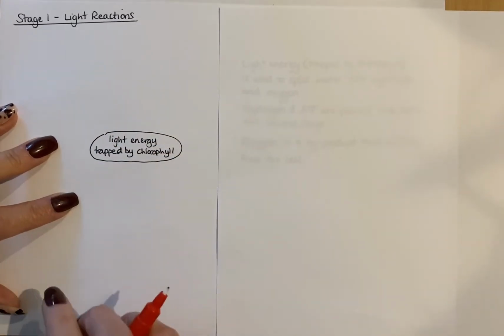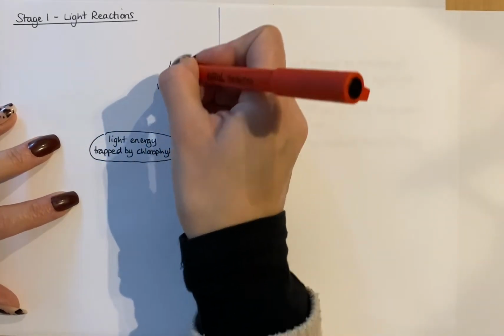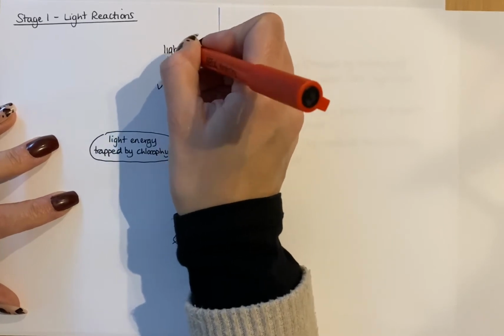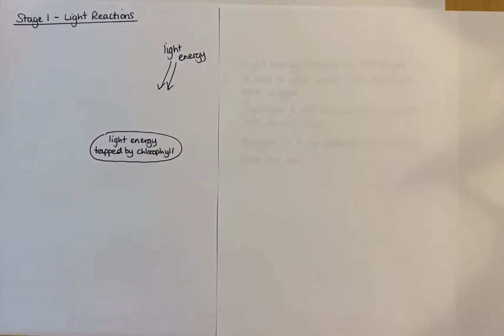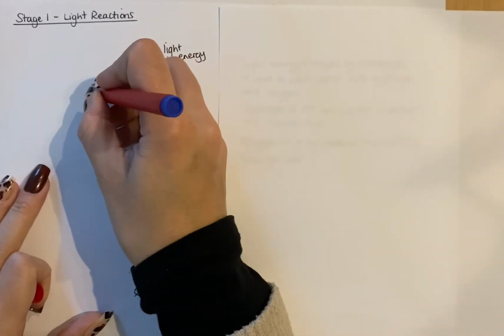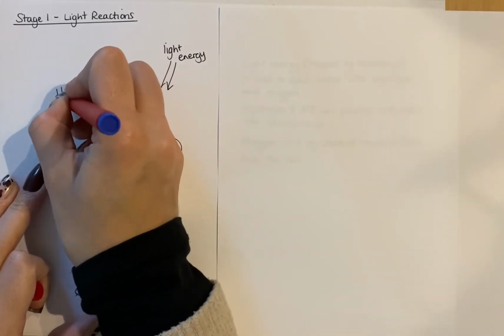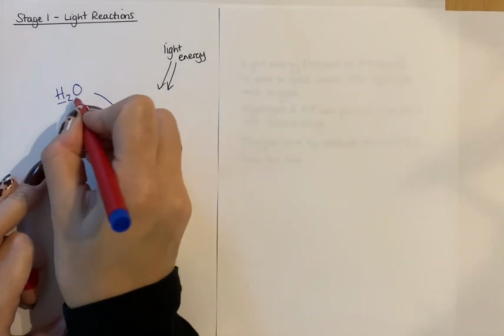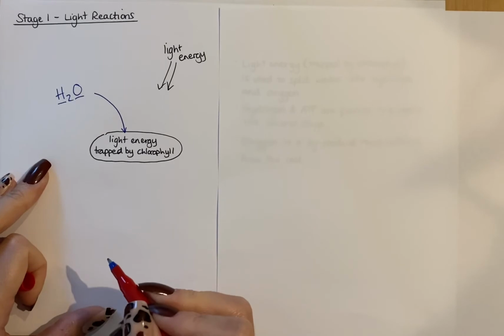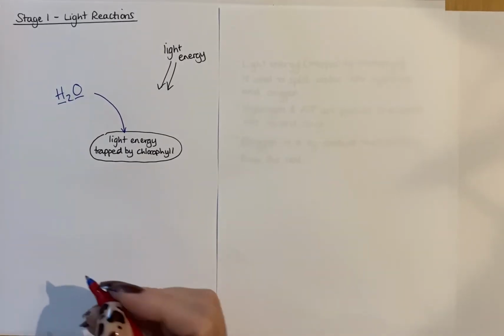So in the light reactions, we use light energy, which comes normally from the sun, but it can be from lamps and things depending on where this plant is. And it's used to split up water. H2O is your chemical symbol for water, and that basically means that it's made up of hydrogen and oxygen. Now, we're not in chemistry, you don't need to worry about balancing these, but I'm just going to write the full names of them anyway.